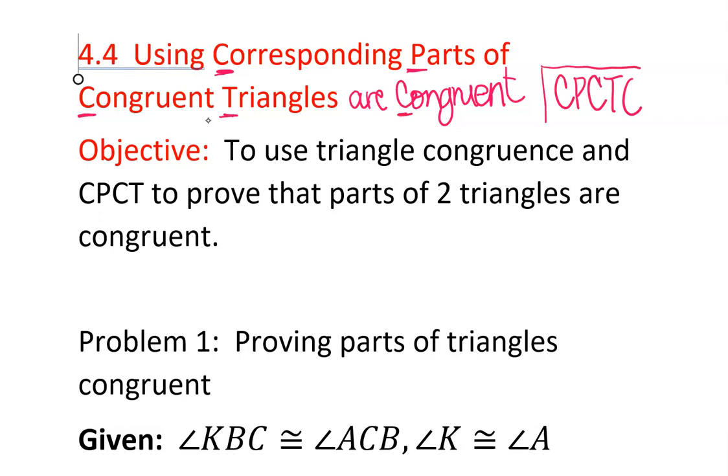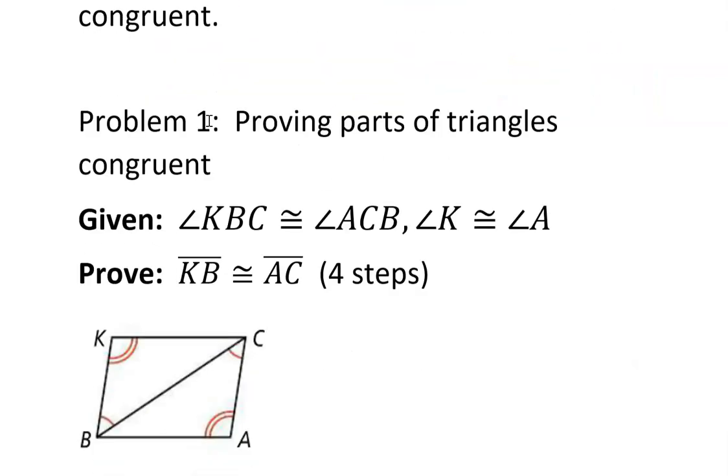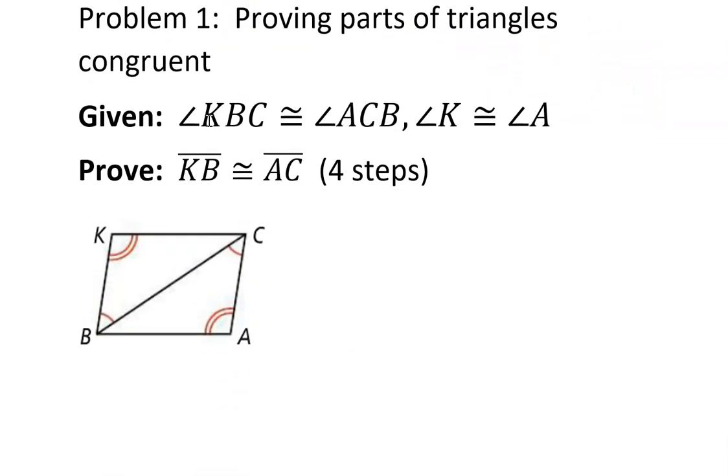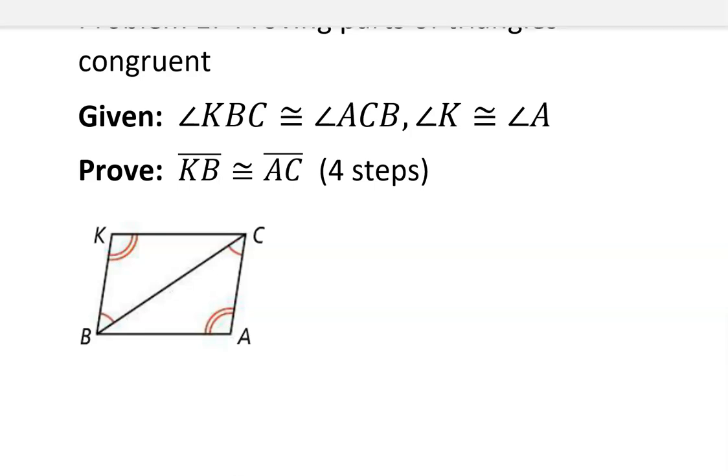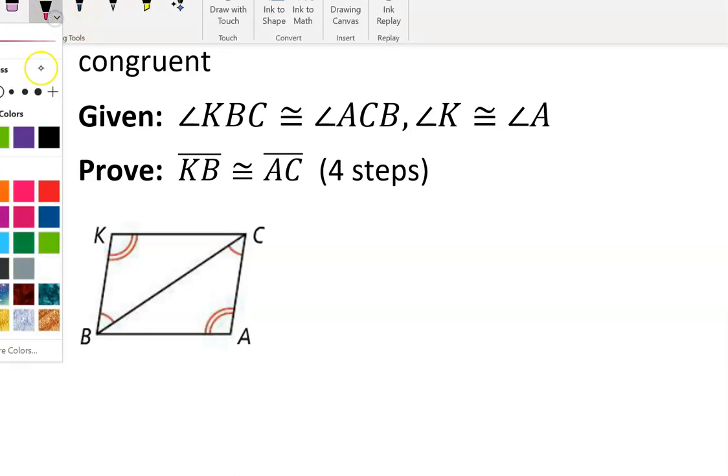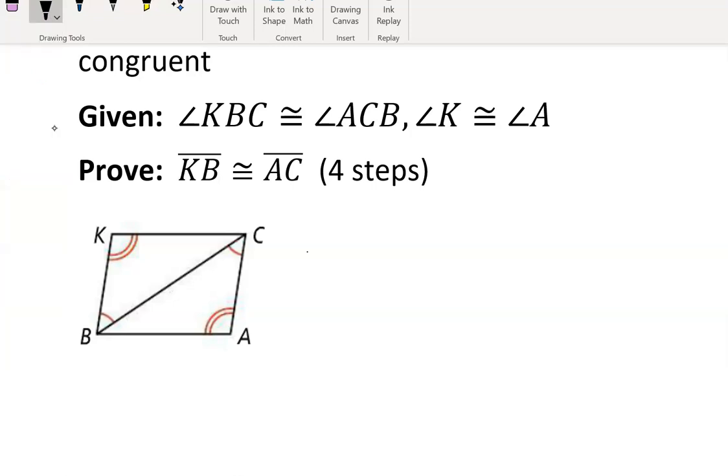Jot that down in your postulates and theorems, even though it isn't one, just so you don't forget the letter order. We're going to be using CPCTC today to prove other parts of triangles are congruent after that as well. So first one, proving parts of triangles congruent. We're going to do a little proof here. It's going to be 4 steps long.